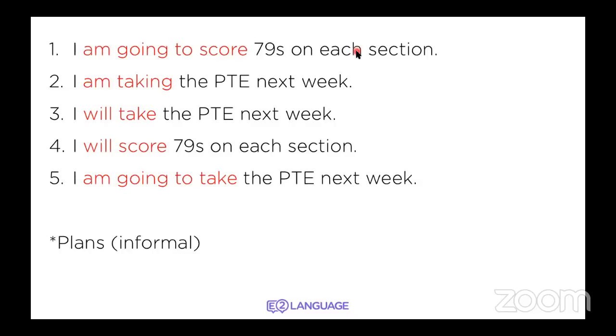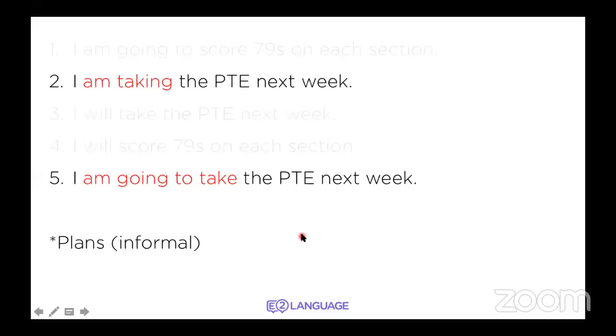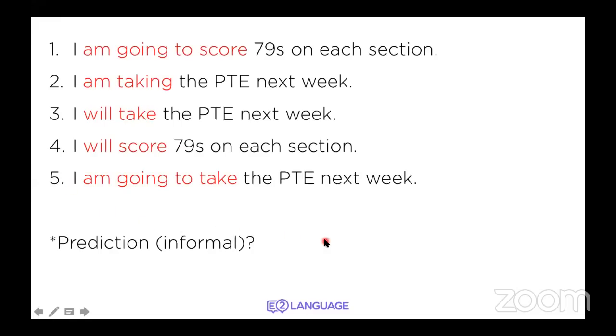Good, good, good. Let me just refresh my memory. So we're looking for the plan, and it's informal. So number 2, I'm taking the PTE next week. This is a plan, and it's using the informal verb, the one that we'd use in conversation. I'm going to take the PTE next week. It's a plan, and it's using the informal conversational speaking verb. Good. Here we go. Identify the prediction, and it's informal.